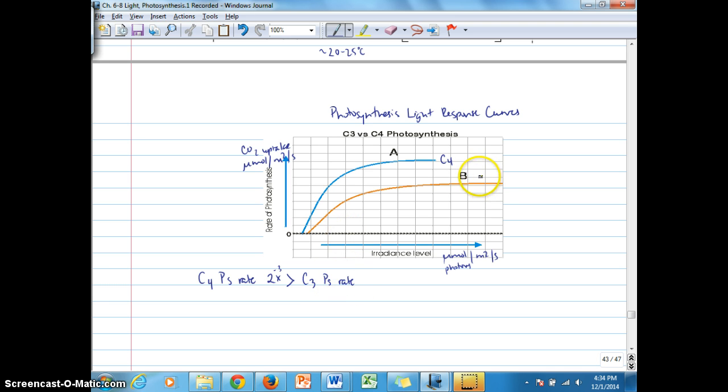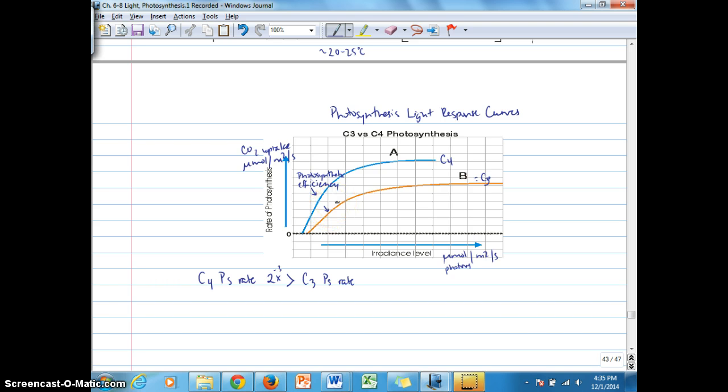We can see that this represents the C3 plant here. If we look at the slope of these two lines, remember this is where we determine photosynthetic efficiency, and photosynthetic efficiency is greater in curve A, where the C4 plant is, than in C3.